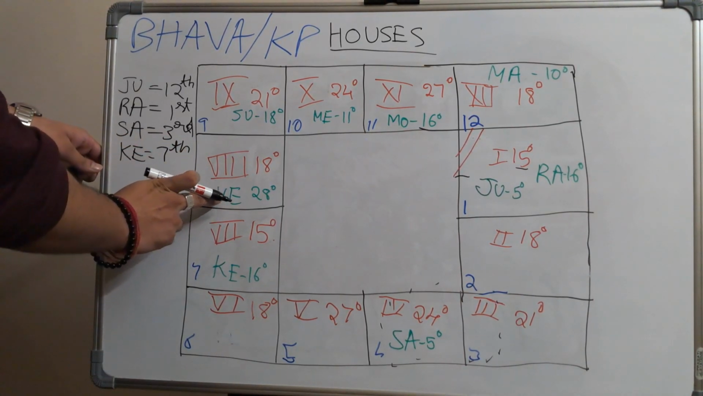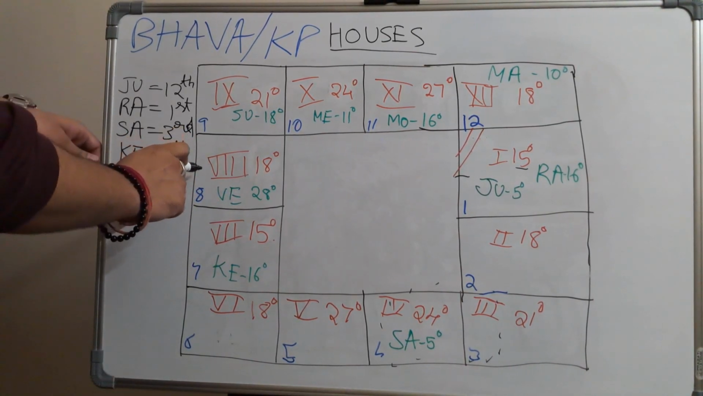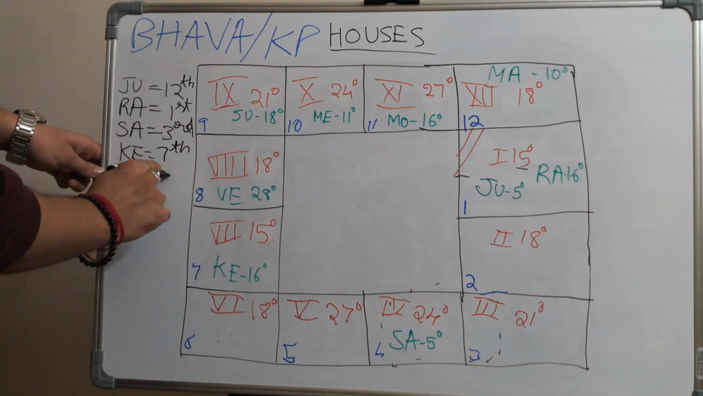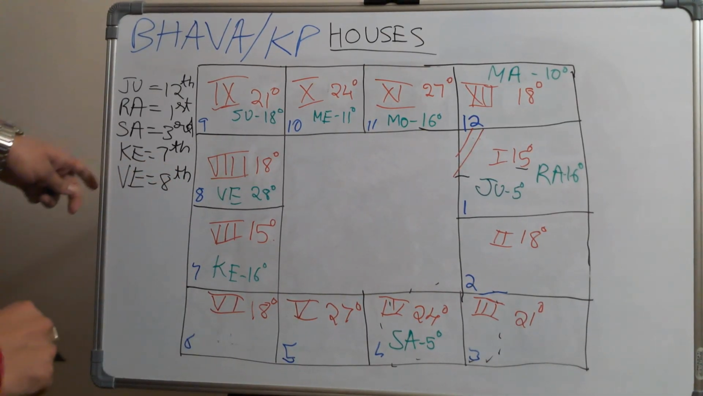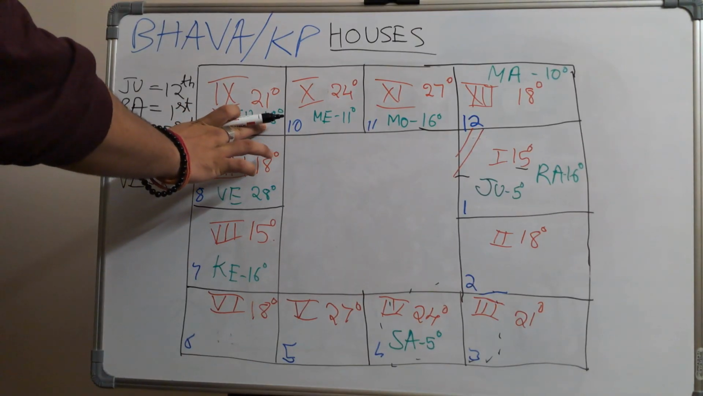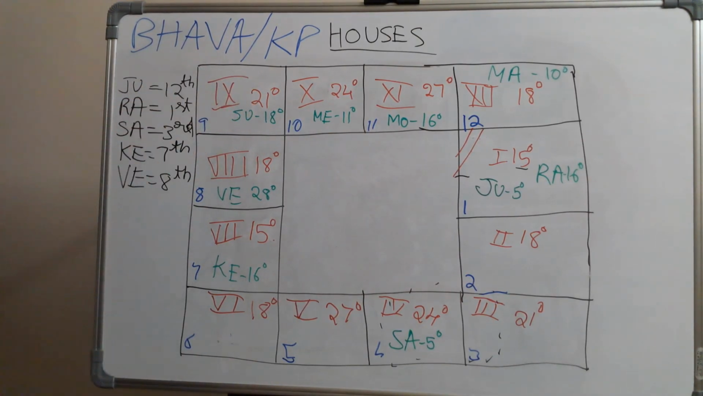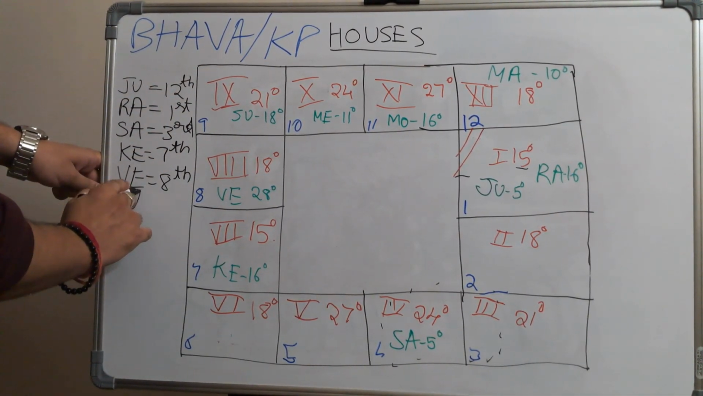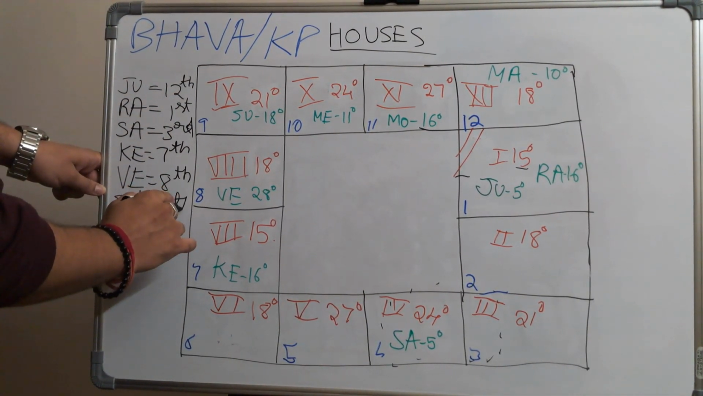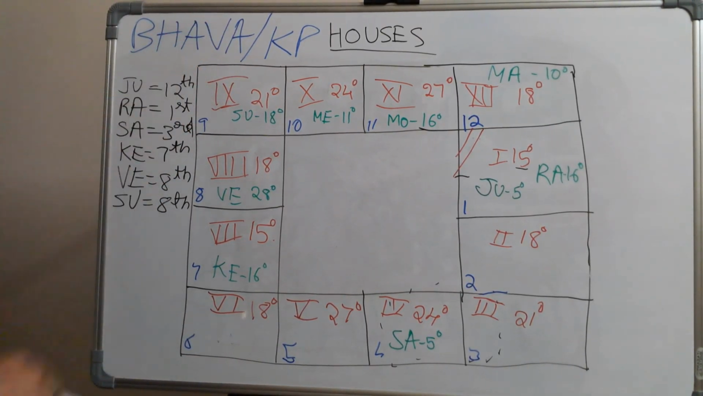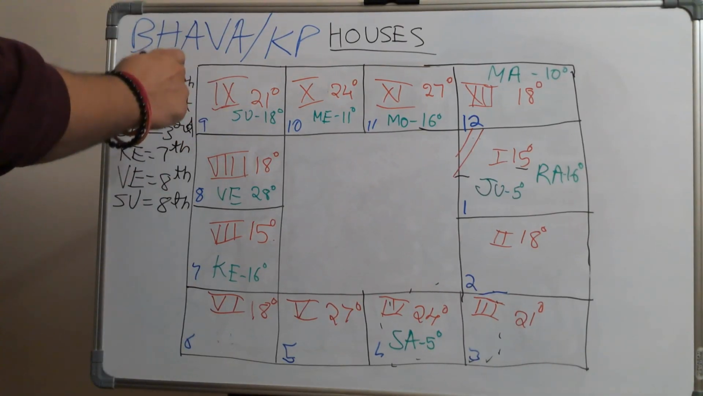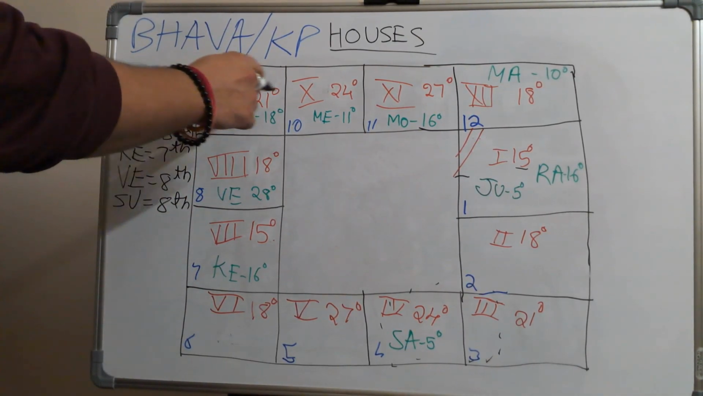Next, coming to Venus. Venus is 28 degrees and the 8th house is starting at 18. So Venus is in the 8th. Next, coming to Sun. Sun is at 18 degrees and the 9th house is starting at 21 degrees. So Sun is also in the 8th house, because 9th is starting at 21 and Sun has 18 degrees, so it's below, so it comes in this box.